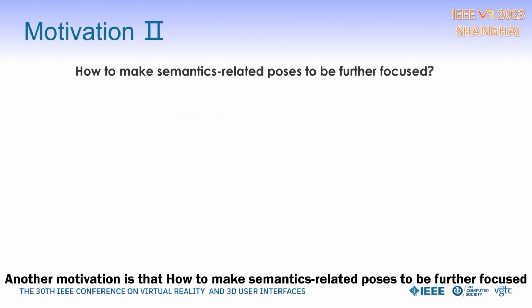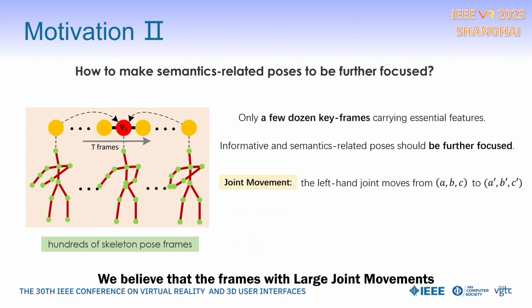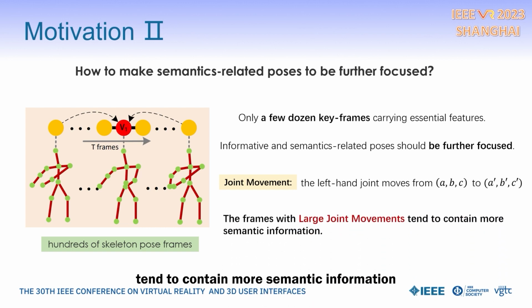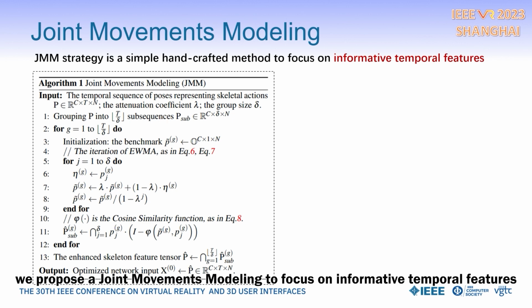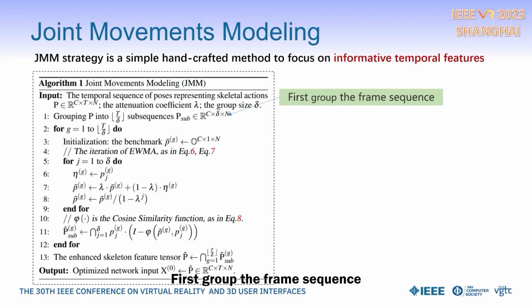Another motivation is how to make semantic-related poses further focused. We believe that the frames with large joint movements tend to contain more semantic information. Therefore, we propose joint movements modeling to focus on informative temporal features. First, group the frame sequence.